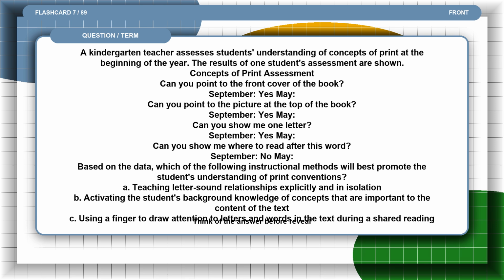print conventions? A. Teaching letter-sound relationships explicitly and in isolation. B. Activating the student's background knowledge of concepts that are important to the content of the text. C. Using a finger to draw attention to letters and words in the text during a shared reading. Pause and think of the answer before the reveal.